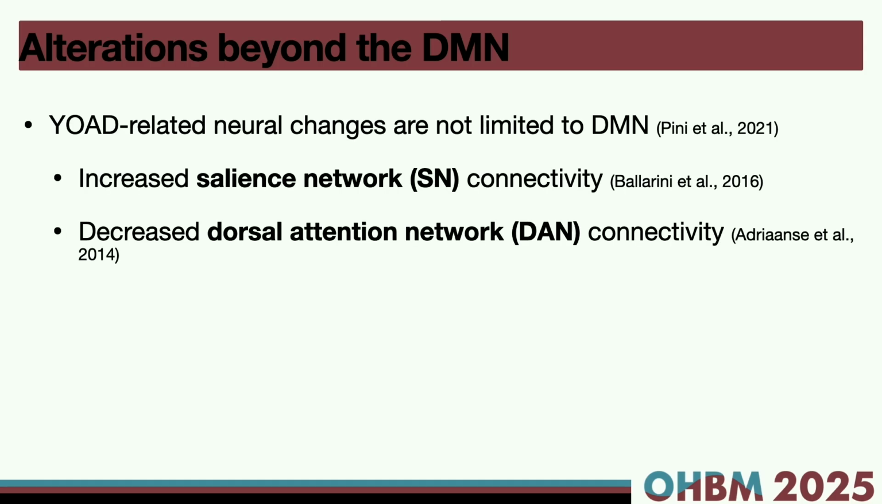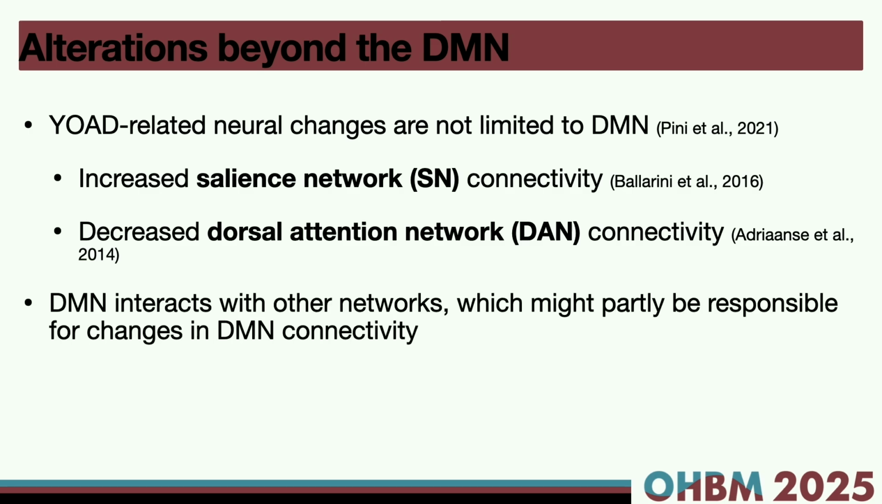However, the network alterations seen in young-onset Alzheimer's disease are not limited to the default mode network. They can also be identified in other large-scale brain networks, such as the salience network and dorsal attention network. And also, importantly, the DMN interacts with the other networks, which might be partly responsible for the changes we see in the default mode network.